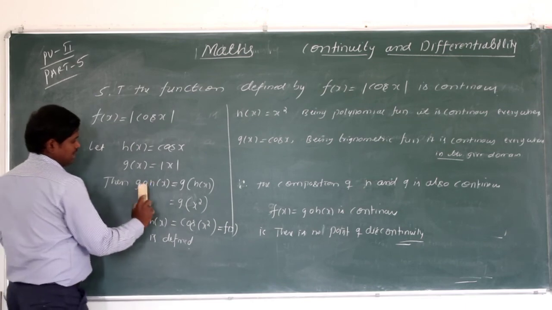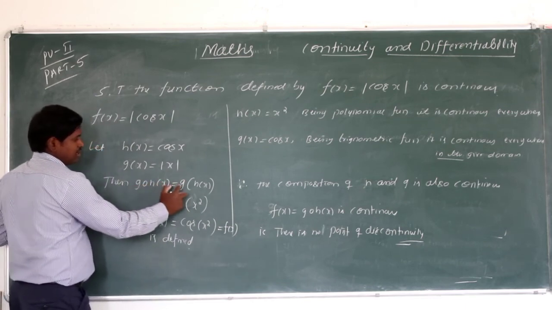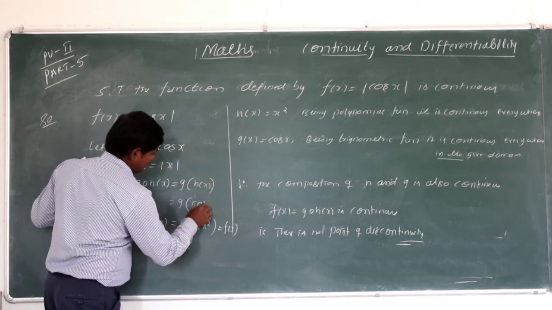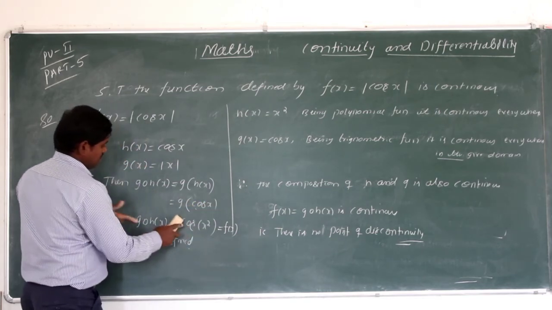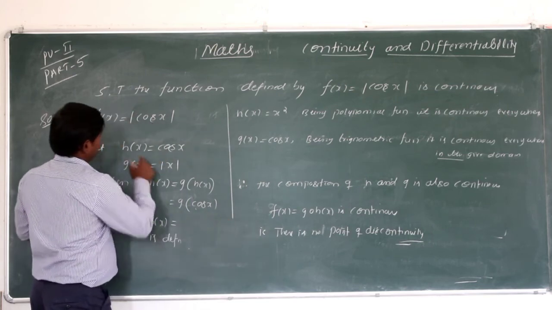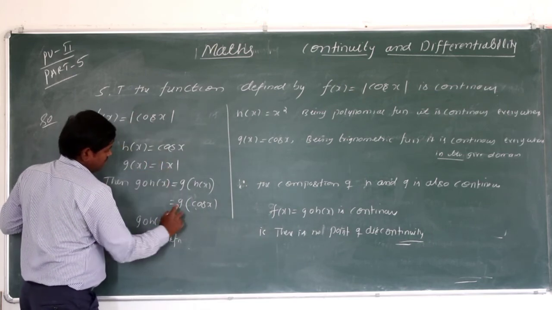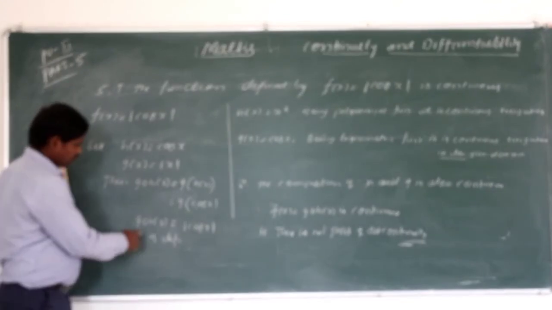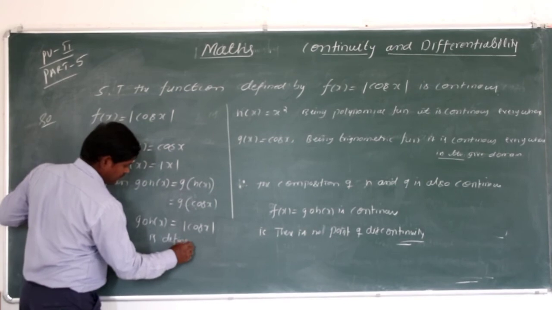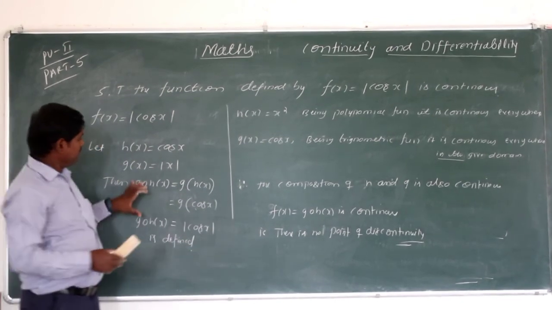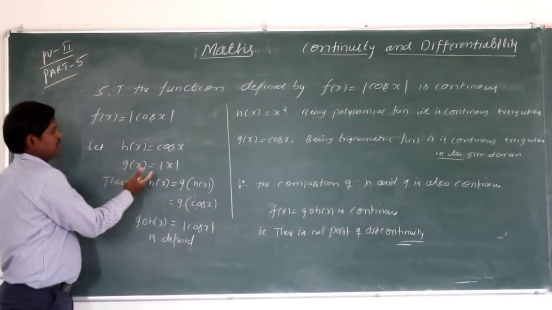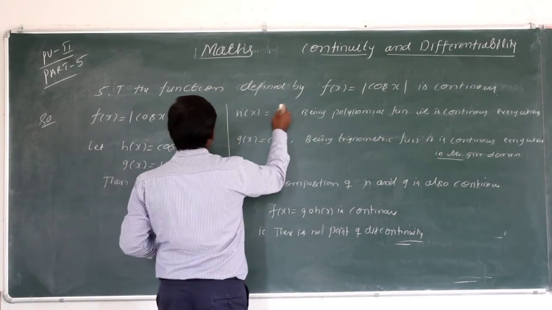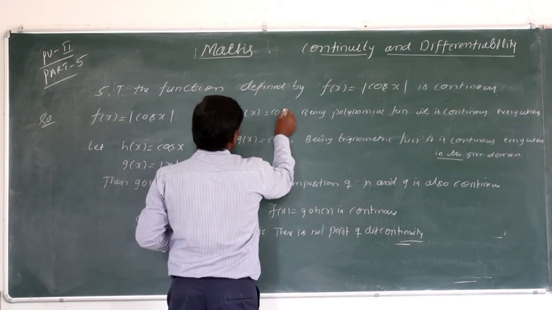By the definition of composition function, this can be written as g of h of x. h of x is nothing but cos x, so g of h is nothing but g of cos x, which is mod cos x. So therefore it is defined. Now we will discuss h of x and g of x. h of x is equal to cos x.